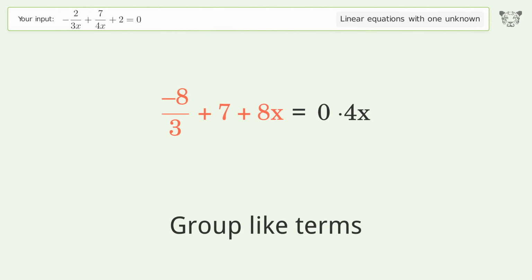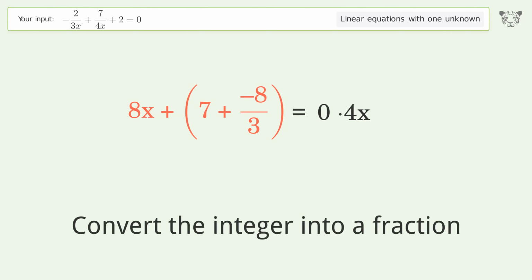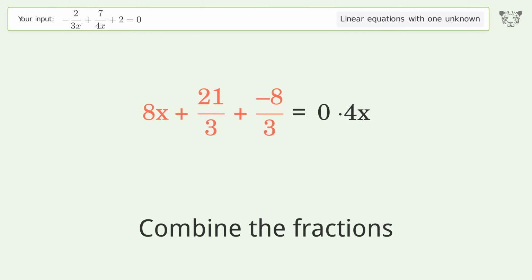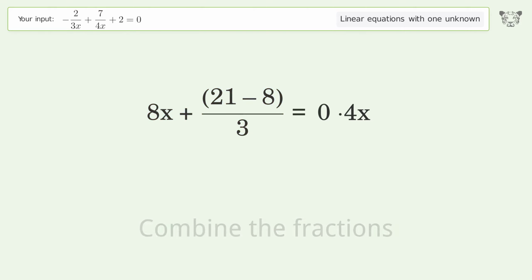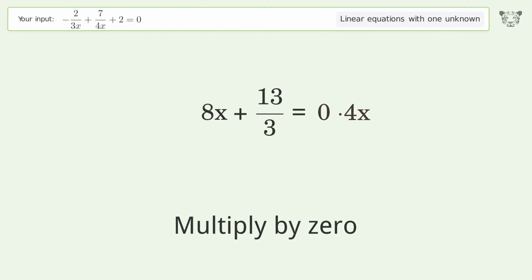Group like terms. Convert the integer into a fraction. Combine the fractions. Combine the numerators. Multiply by 0.